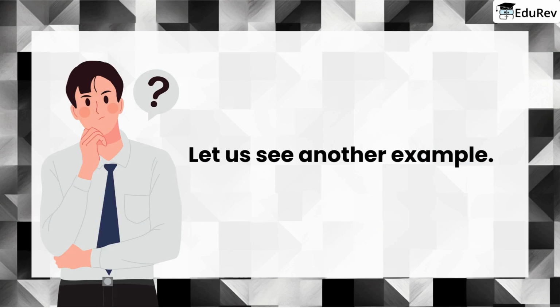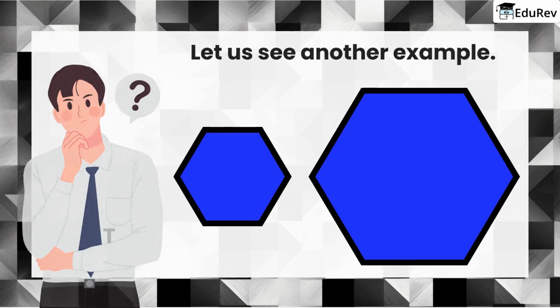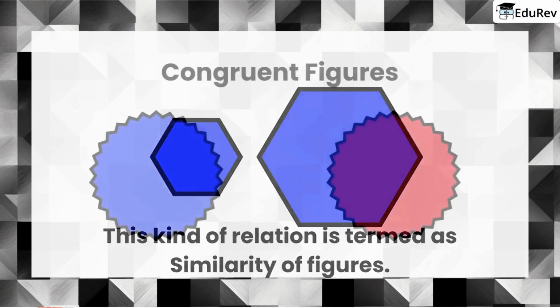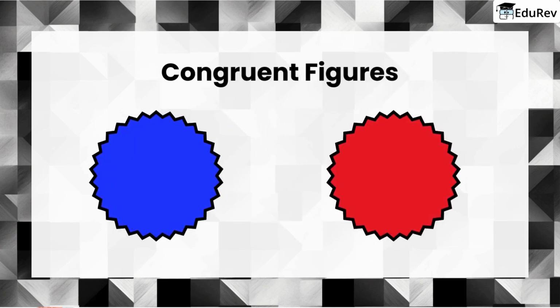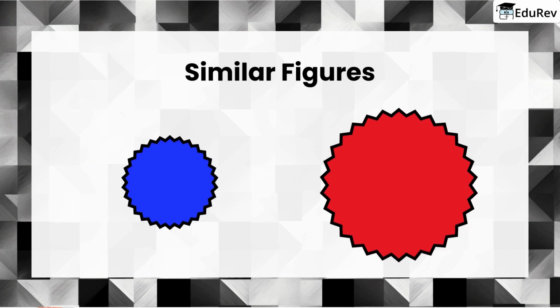But let us see another example. Is there a relation between these two figures? Yes, you might say that both of them have the same shape but different size. This kind of relation is termed similarity of figures. So, congruent figures have the same shape and size. Similar figures have the same shape but different size.